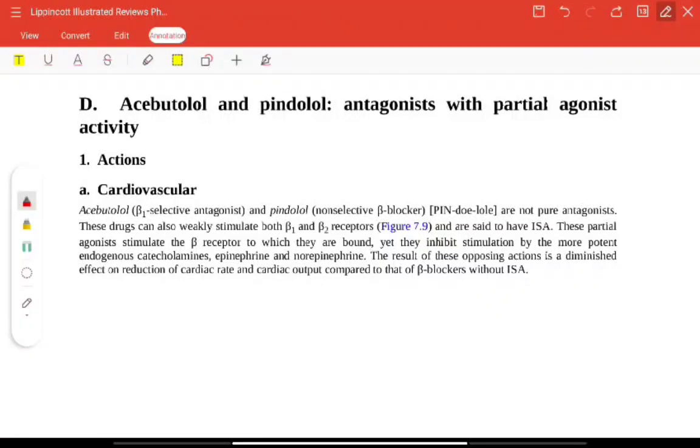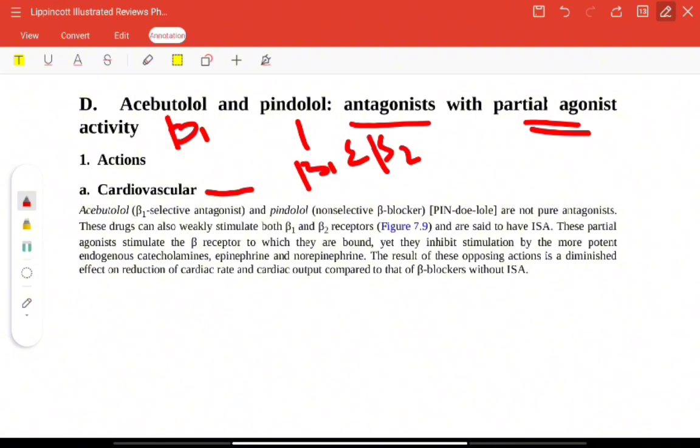Continuing with acebutolol and pindolol, which are antagonists with partial agonist activity. They are actually antagonists, but they also possess partial agonist activity. What are their actions? Cardiovascular. Acebutolol is beta 1 selective, and pindolol is non-selective, beta 1 and beta 2, and they are not pure antagonists.